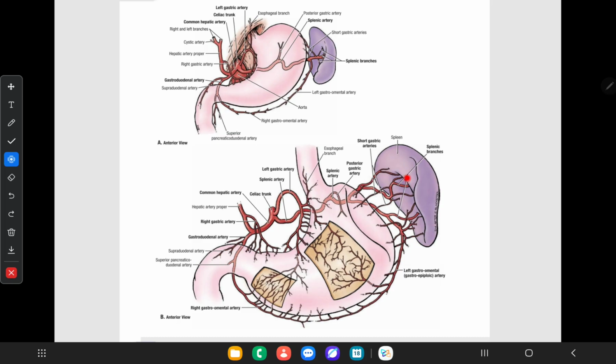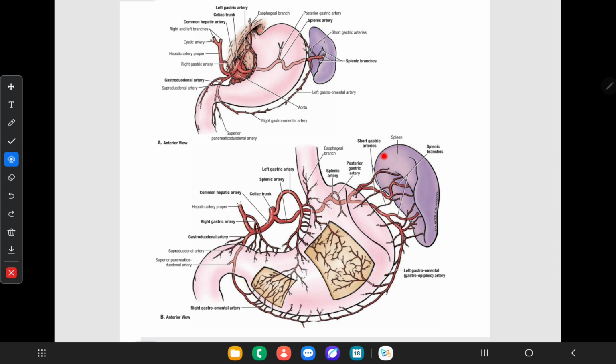Then it further goes towards the left and enters the spleen by giving splenic arteries. Before that, it also gives the short gastric artery. Here you can see the short gastric artery, and also the left gastroepiploic artery. Left gastroepiploic artery means left gastroomental artery. So what are the branches of the splenic artery? Mainly it gives branches to the pancreas, and then it divides into the left gastroepiploic artery and short gastric arteries to the stomach, and also it gives off splenic arteries towards the spleen. So the splenic artery supplies the pancreas, the stomach, as well as the spleen.